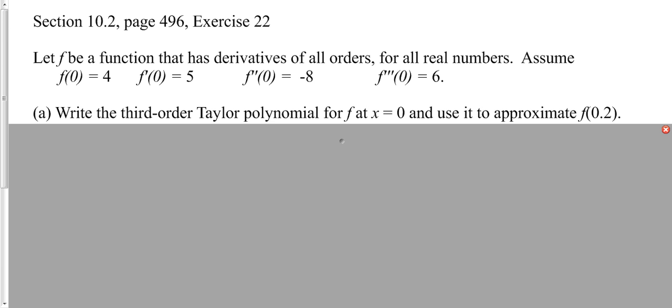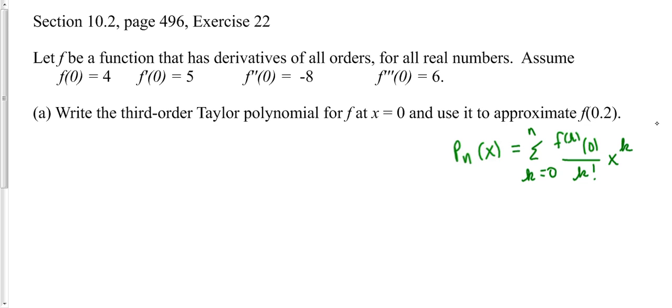So exercise 22 reads, let f be a function that has derivatives of all orders for all real numbers, and assume that f of 0 is equal to 4, f prime of 0 is equal to 5, f double prime of 0 is equal to -8, and f triple prime of 0 is equal to 6. And part A says, write the third order Taylor polynomial for f at x equals 0 and use it to approximate f of 0.2. So this is what we were talking about.